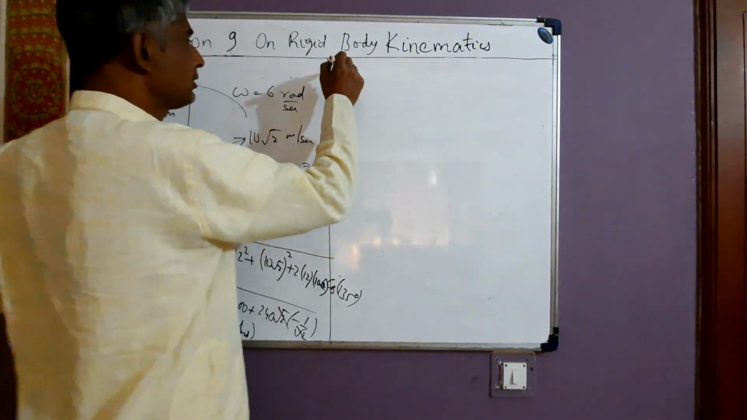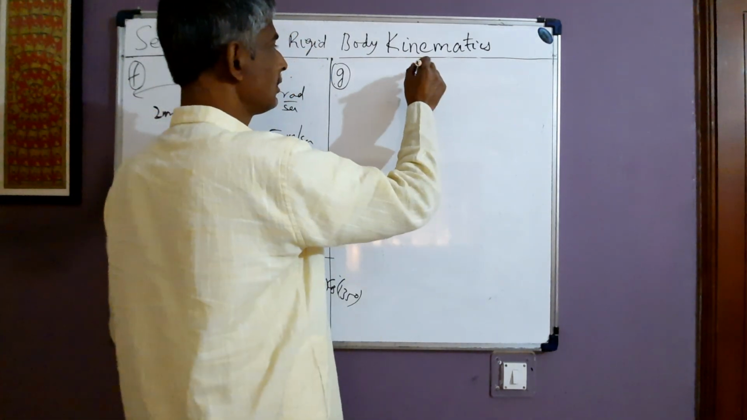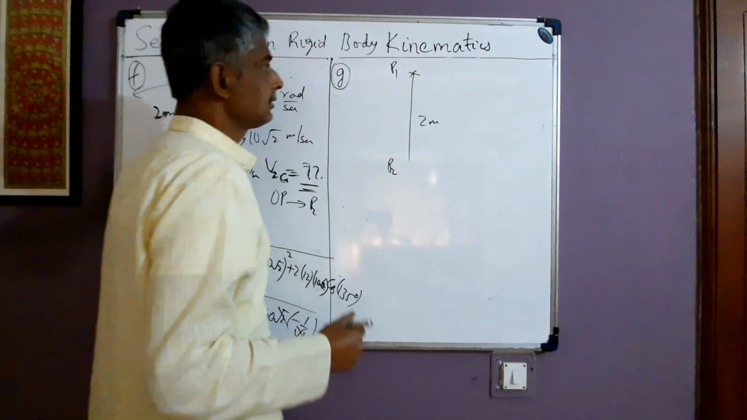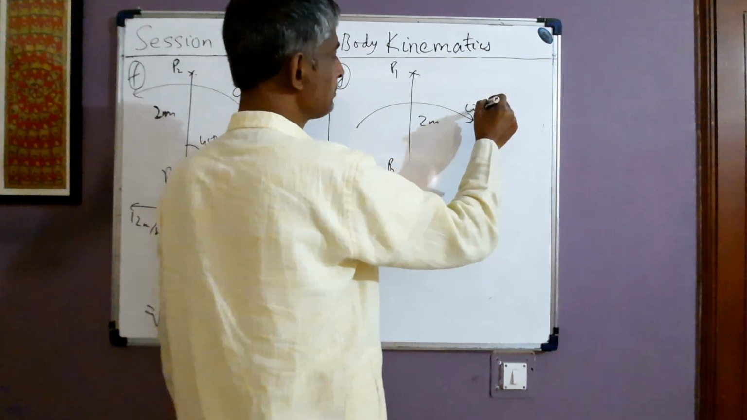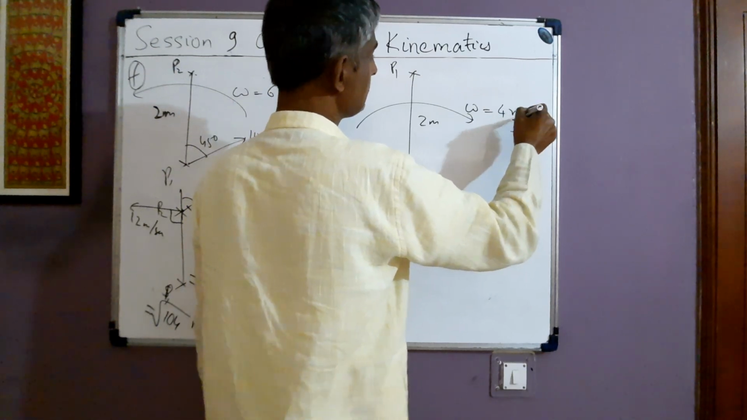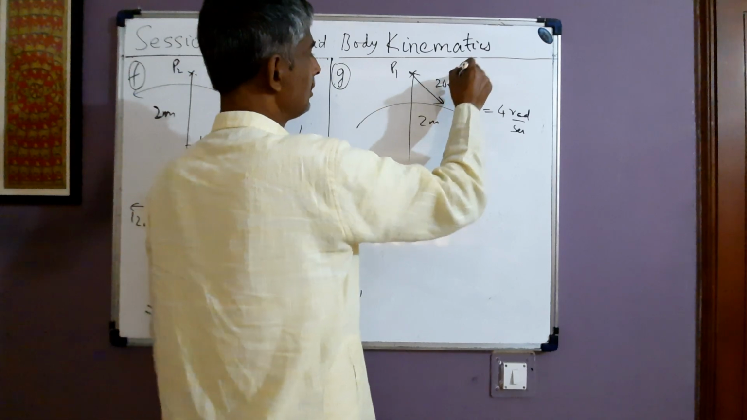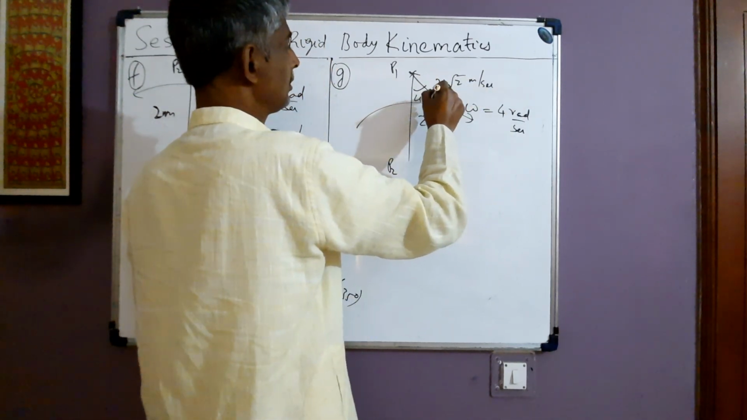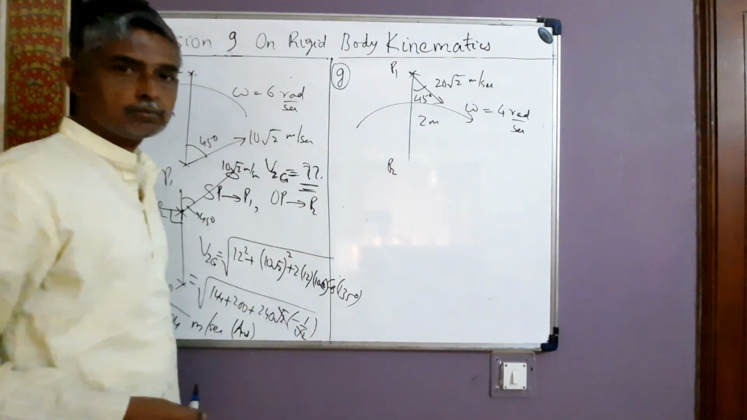I take one more question. This is a rod, P1, P2. Length of rod is 2 meter. Omega of rod with respect to ground is clockwise 4 radian per second. Velocity of P1 with respect to ground is 20 root 2 meter per second at a 45-degree angle. Now we have to again find V2G.